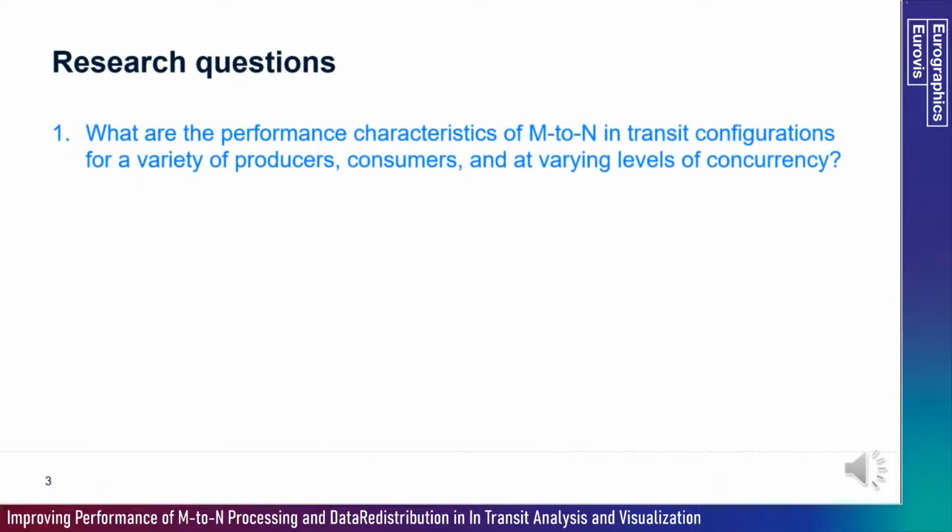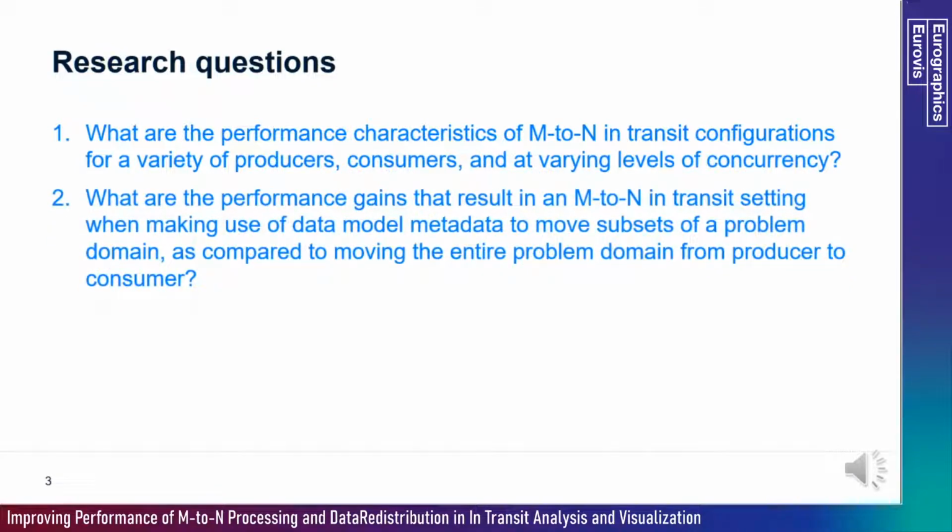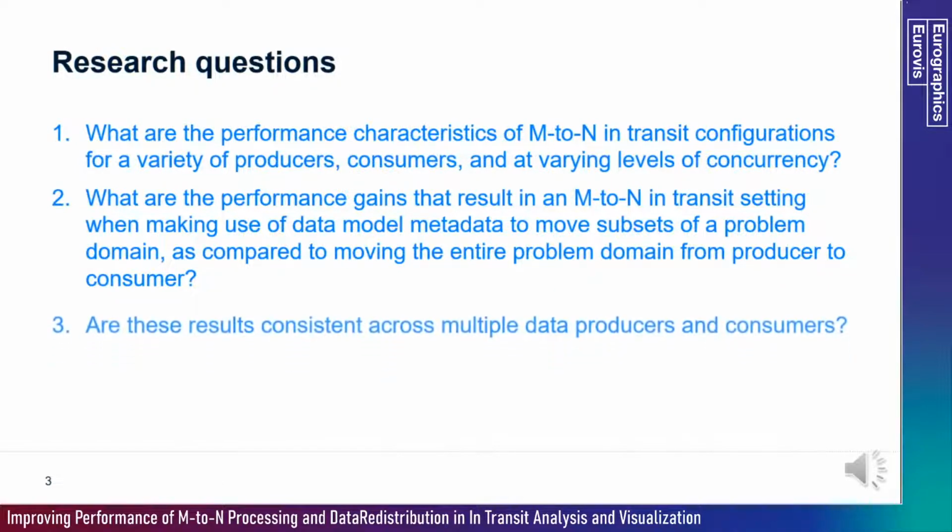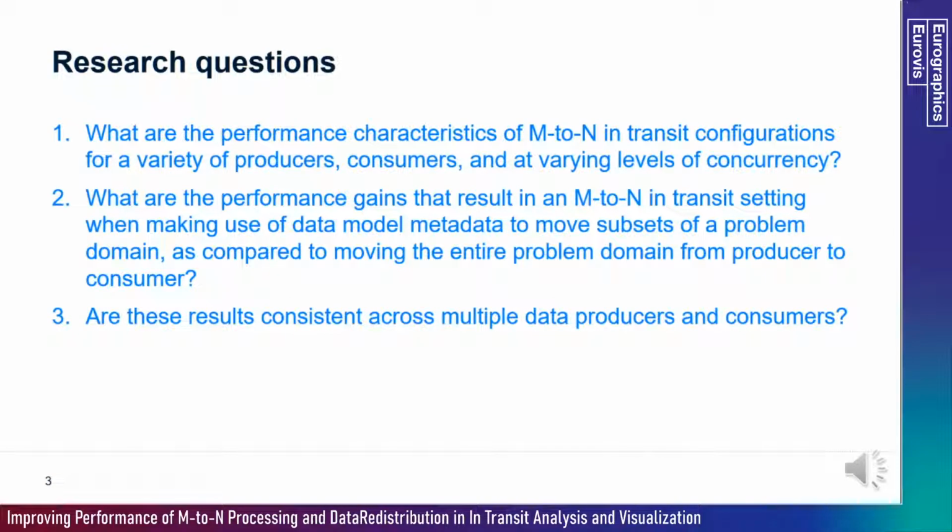The research questions are: first, what are the performance characteristics of M2N in transit configurations for a variety of producers, consumers, and at varying levels of concurrency? Second, what are the performance gains that result in an M2N in transit setting when making use of data model metadata to move subsets of a problem domain as compared to moving the entire problem domain from producer to consumer? And finally, are these results consistent across multiple producers and consumers?